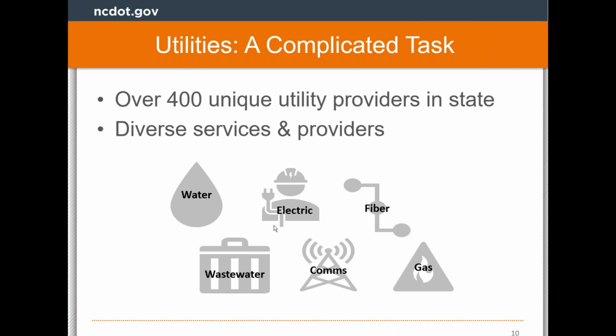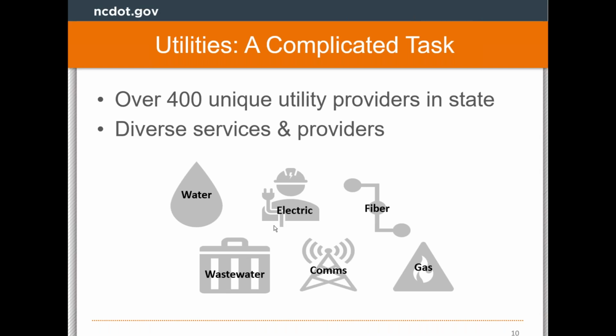And so to further exemplify this task, if you're looking at the utilities problem in North Carolina, there's over 400 unique utility providers in this state, and they provide a diverse amount of services. So water, electric, fiber, wastewater, comms, gas, all those things that you see listed here, they all can occur within the DOT right-of-way as a project is being proposed.